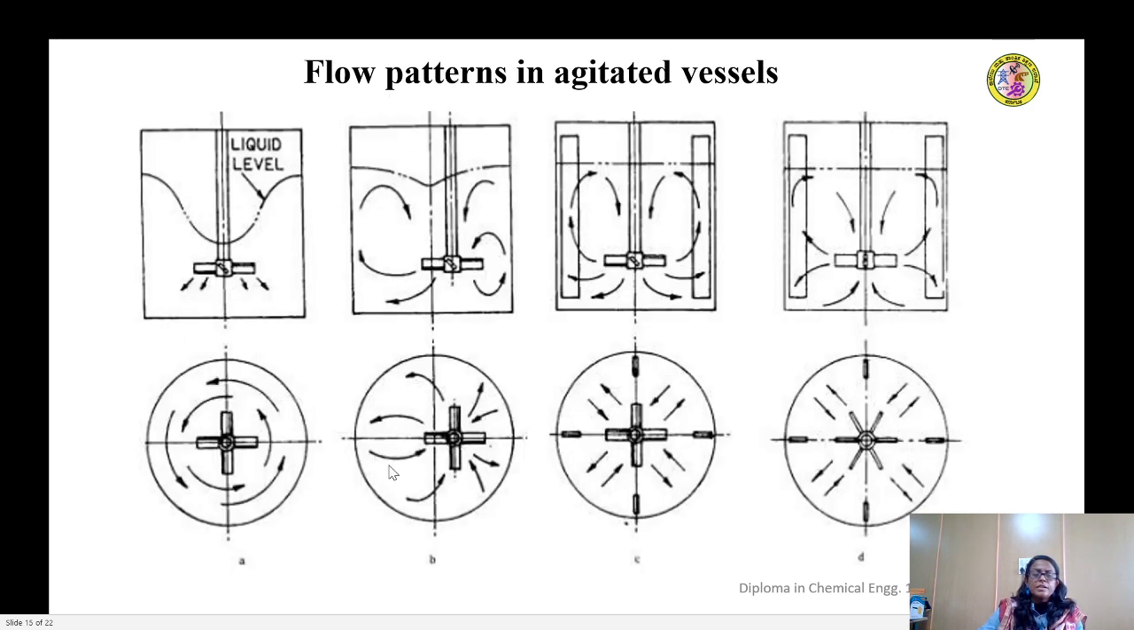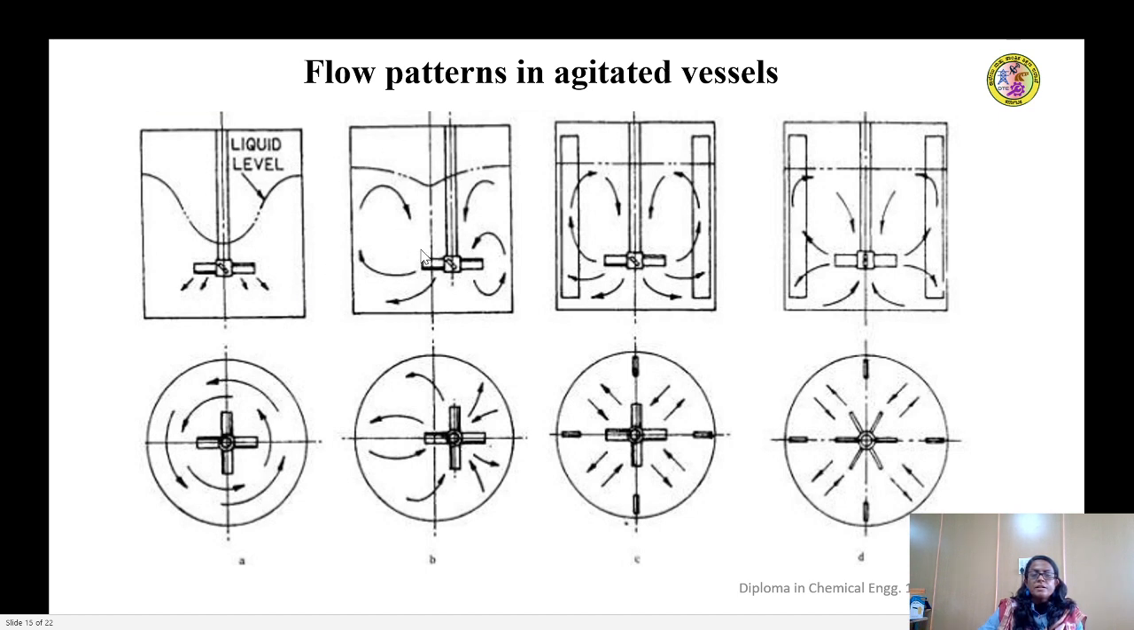So this is another set of diagrams showing you how the flow current or flow pattern changes with the kind of mounting of the impeller inside the agitated vessel. This is the first diagram where the impeller is mounted at the center and there is no baffle here, due to which the circulatory motion has taken place that results in the formation of a U-shaped surface to the liquid that is getting agitated. So this is what is known as vortex formation, which is not desirable.